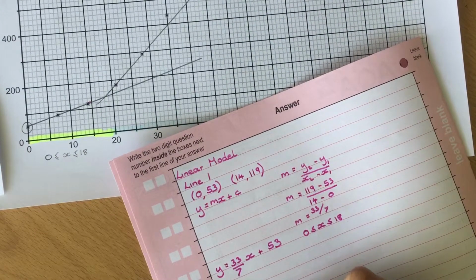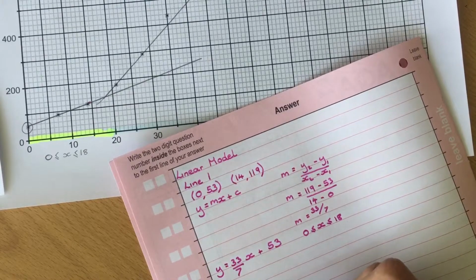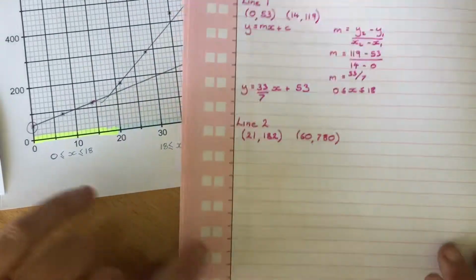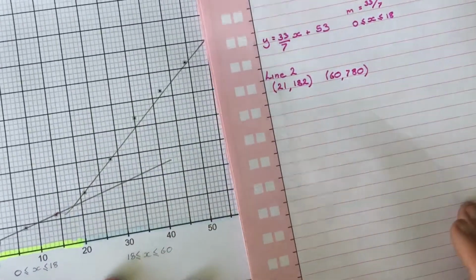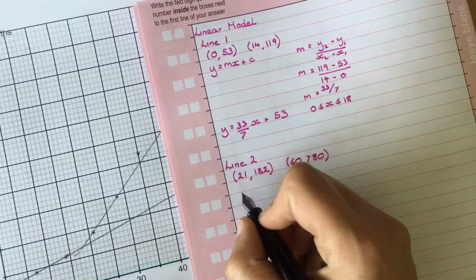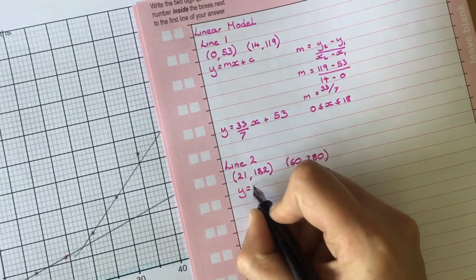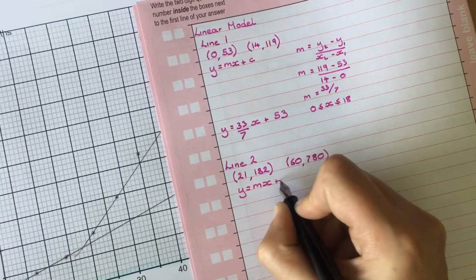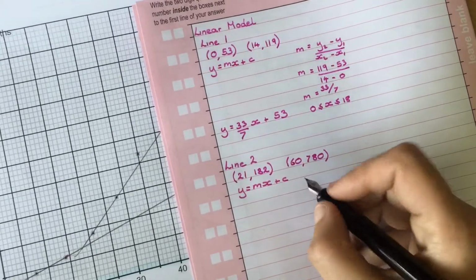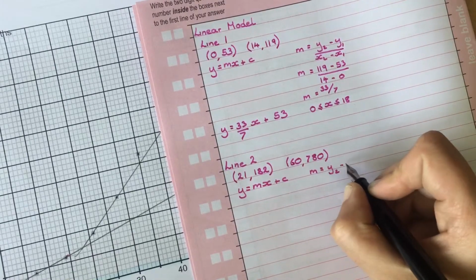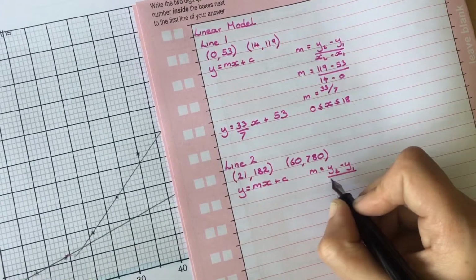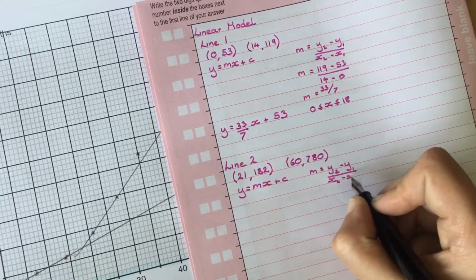So we've got 2 points nice and far apart, so we get a better version of accuracy. So we've got our 2 points, and again we're going to need to use y equals mx plus c. So y equals mx plus c. So m is going to equal y2 take y1 over x2 take x1.